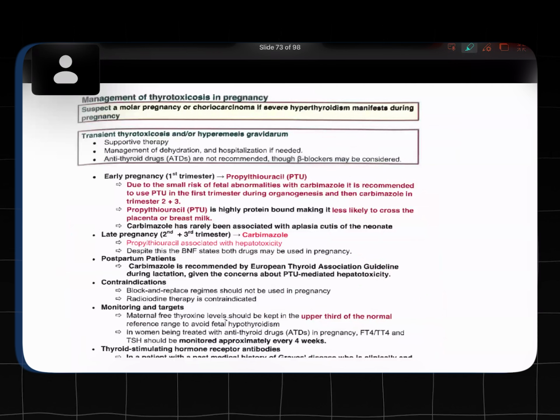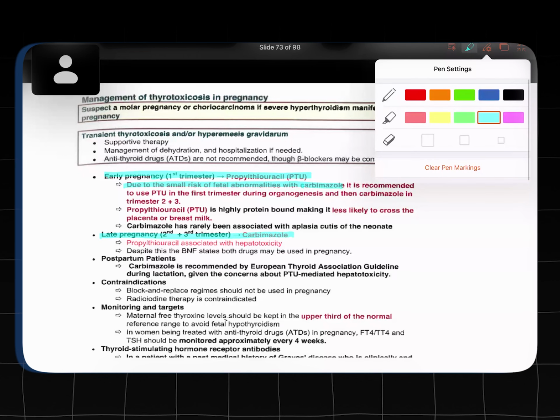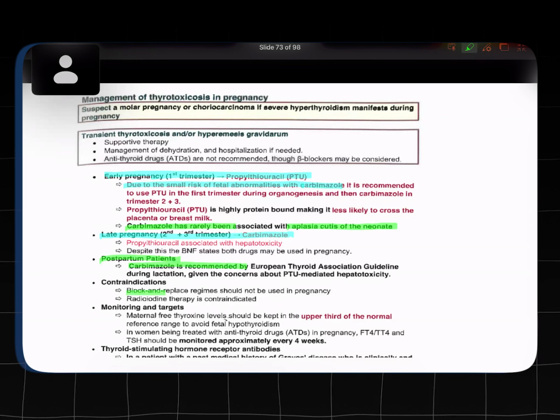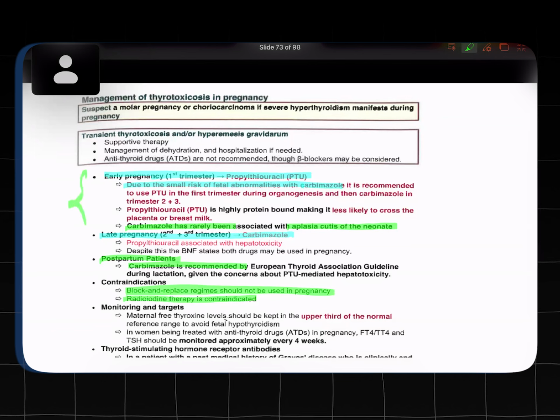In pregnancy, early pregnancy, propylthiouracil is a drug of choice. There is a very small risk of fetal abnormality with carbimazole. In late pregnancy, however, carbimazole can be used. And what is the side effect in the neonate with carbimazole? Aplasia cutis of the neonate. Postpartum patients, again, carbimazole is recommended. It is safe. Main contraindication is that block and replace regimen should not be used in pregnancy. Also, radioactive iodine is contraindicated. So this is a drug of choice in early pregnancy.